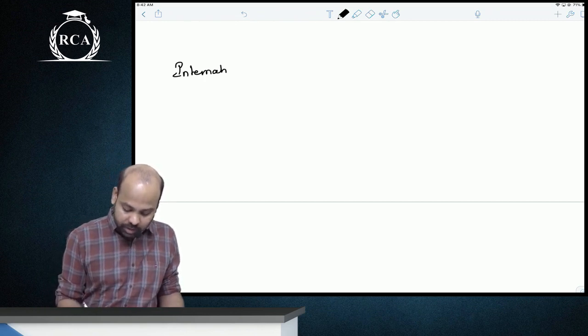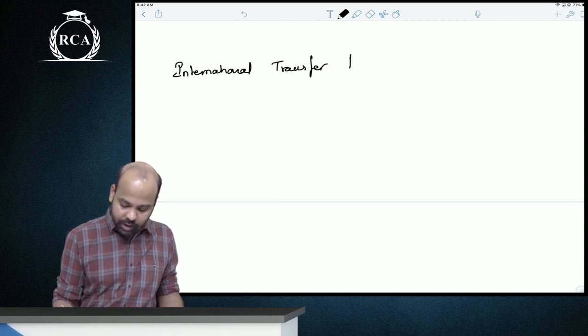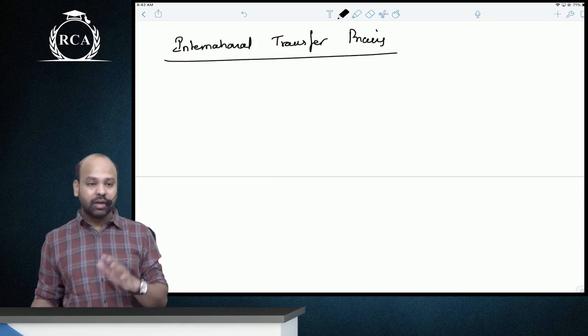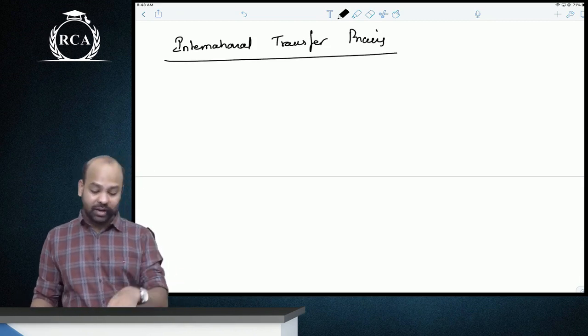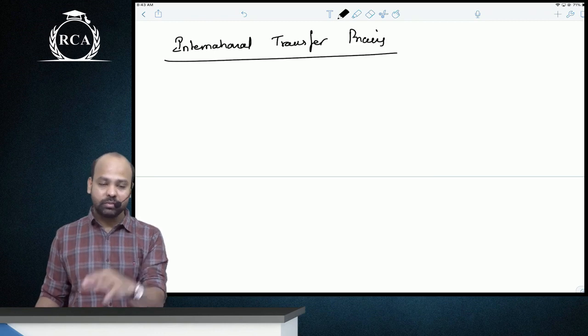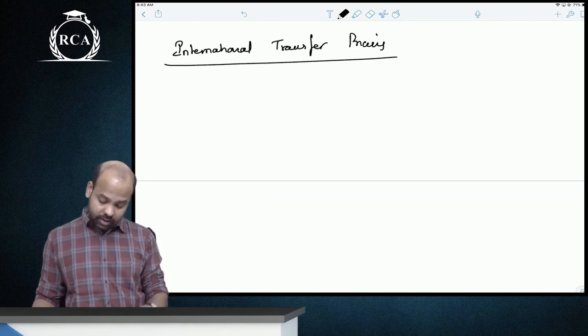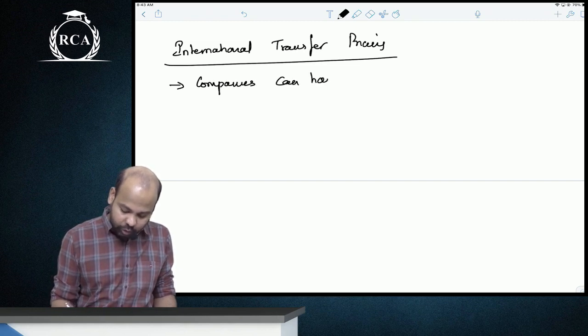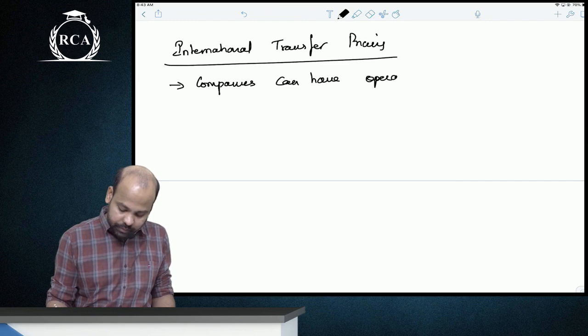Your concept book में जाके लिख सकते हो बेटा international transfer pricing. In the concept book you can write international transfer pricing. I'm not giving an entire explanation for everything that is already mentioned in the question. I'm just going to give you brief points there. So first thing is companies can have operations in multiple locations.